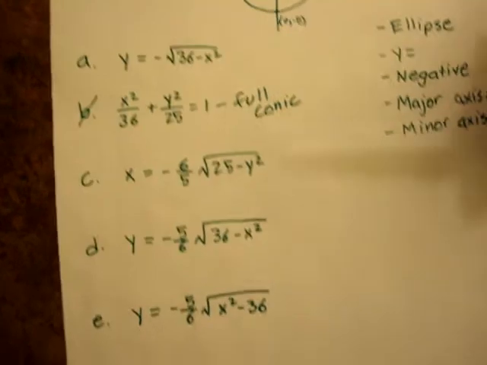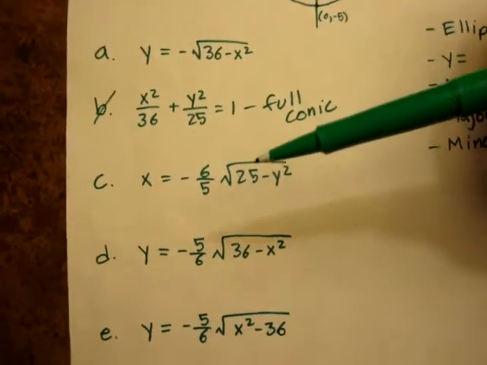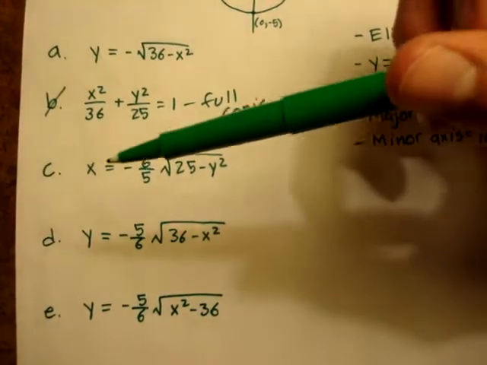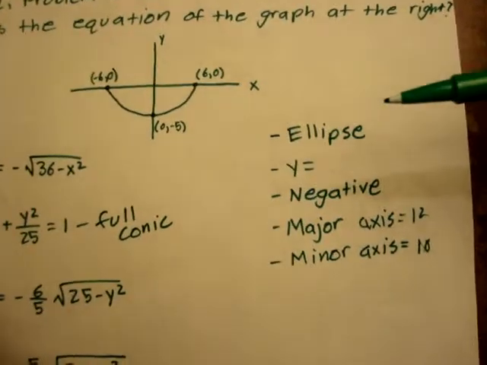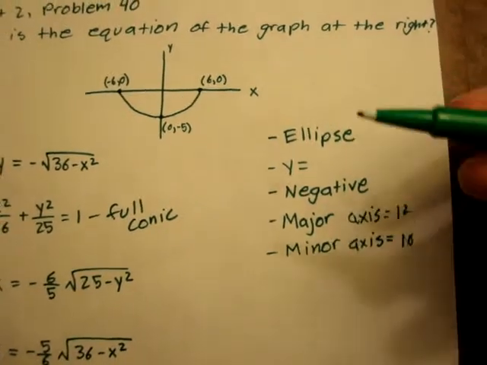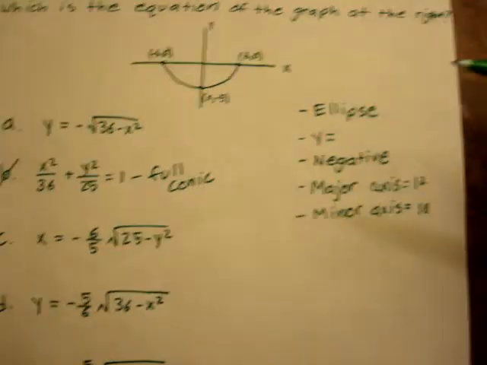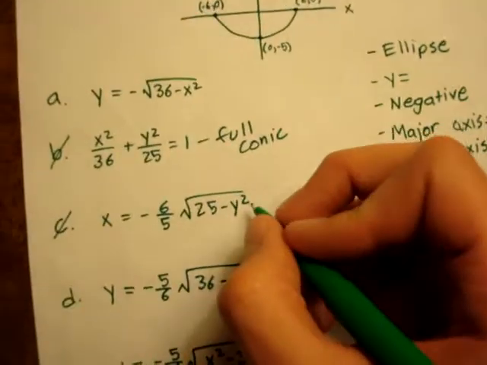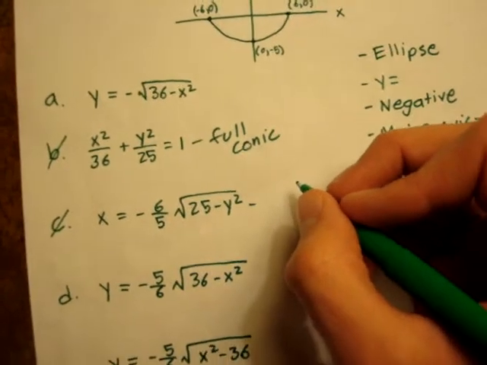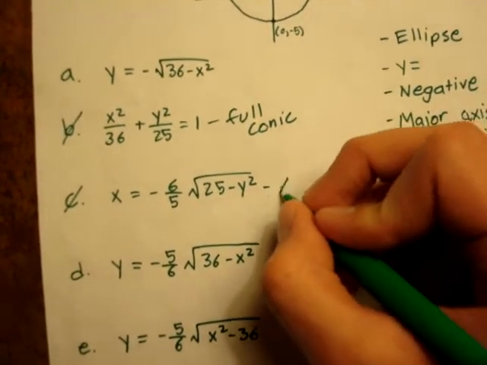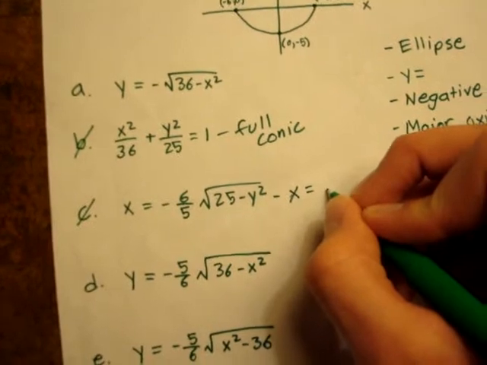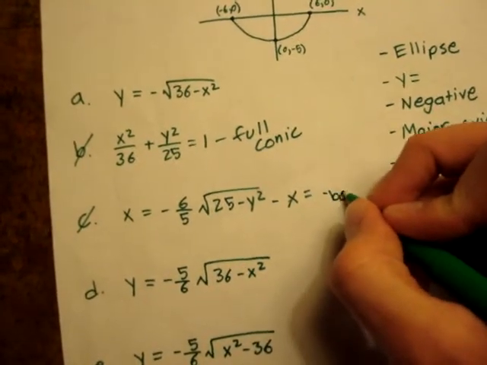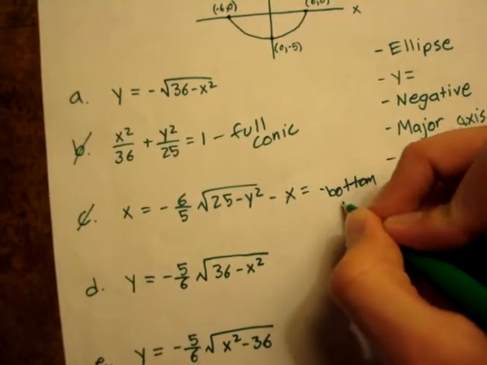Next, right away, we can eliminate C, because C is an x equals equation. And we determined before, because it's the bottom half of the ellipse, we want a y equals equation. So C is not right, because it's an x equals, and we want the bottom half.